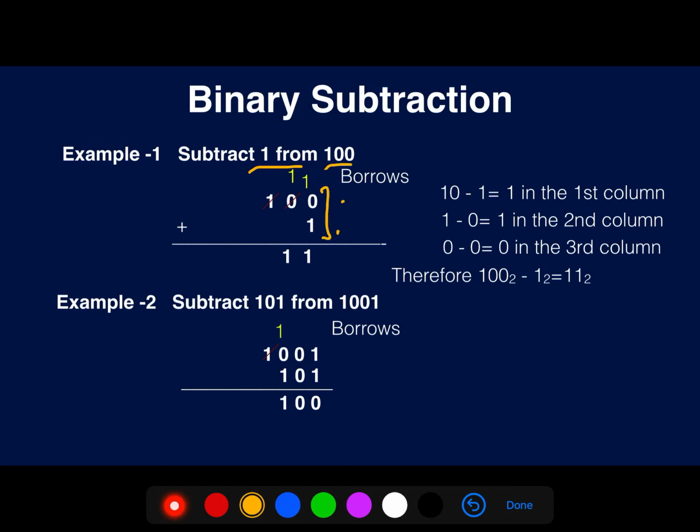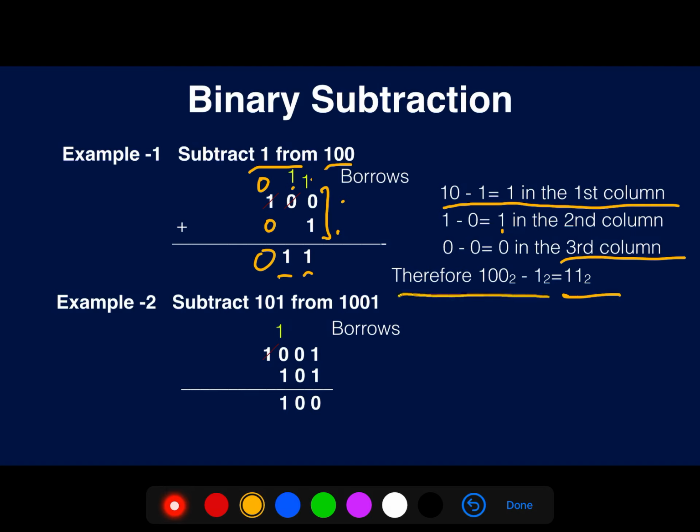Now the first column: as you can see, 1 is borrowed and 0 is there, so we have 10. 10 minus 1 is 1, as we know from the last case. So 1 comes here. Now in the second column, 1 minus 0 gives us 1. Finally, nothing is left in the third column because we already borrowed, so 0 minus 0 comes to 0. Therefore the result is 011, or you can say 11. So 100 base 2 minus 1 base 2 gives 11. All right, now let's take another example.